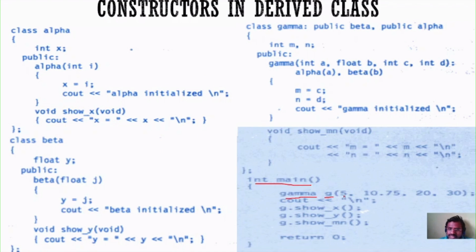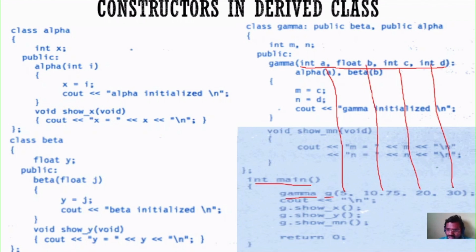Now we have to call the constructor here. To call the constructor, we have 4 parameters. So int A is equal to 5, float B is equal to 10.75, C is equal to 20 and D is equal to 30. Okay, cout.